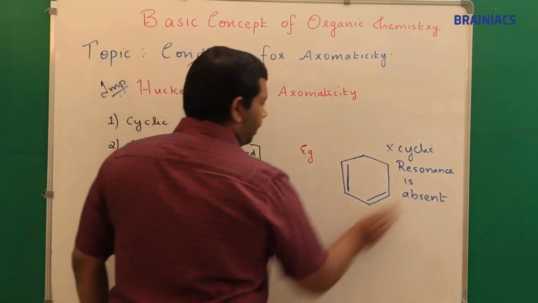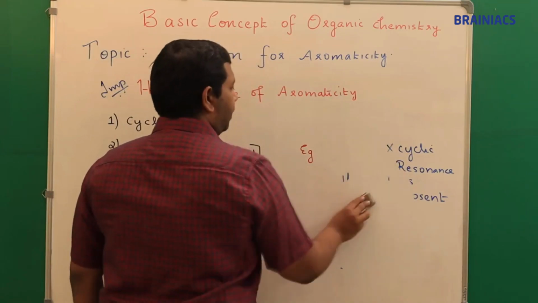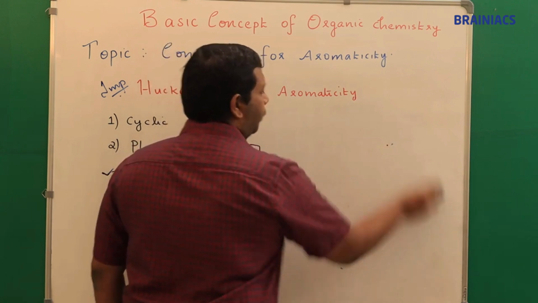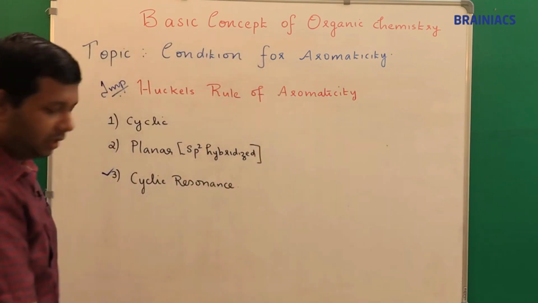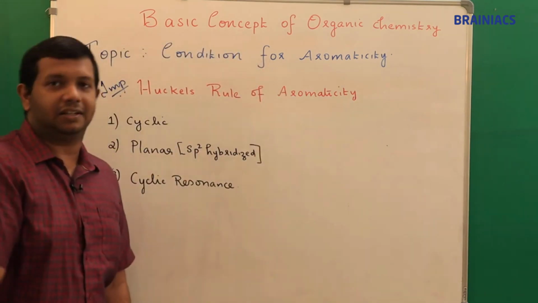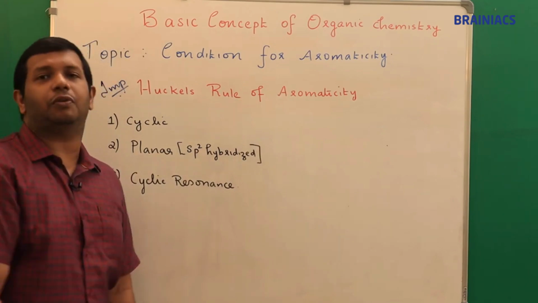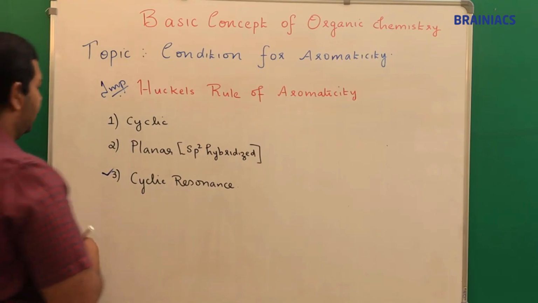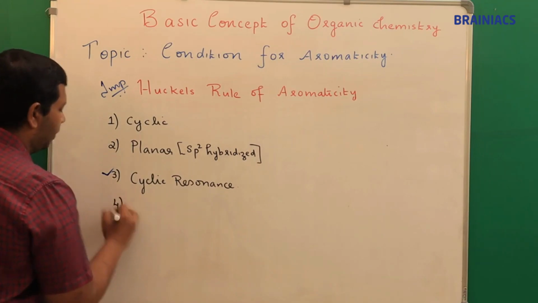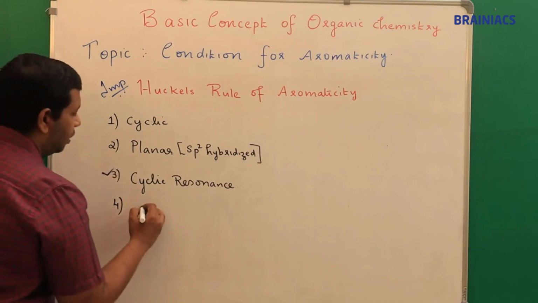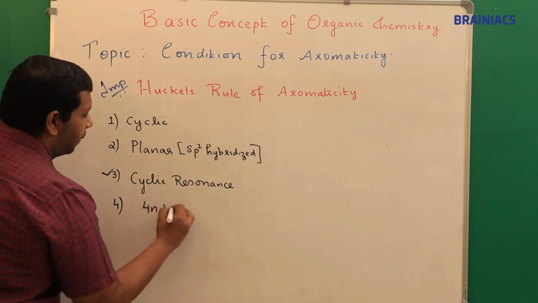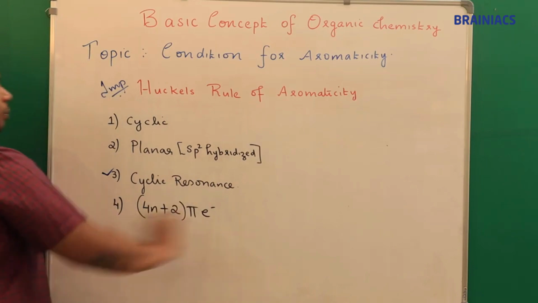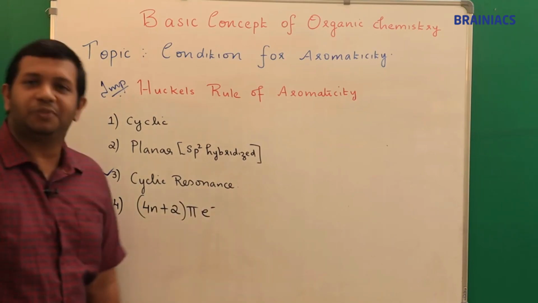4n plus 2 pi electron. Very, very important. If all these four criteria are followed, then only I can say the compound is aromatic. If any of these criteria is not followed, then the compound is not aromatic. So the fourth condition here is, tell me, what is the fourth condition? 4n plus 2 pi electron. We need to ensure whether the given compound has 4n plus 2 pi electron.